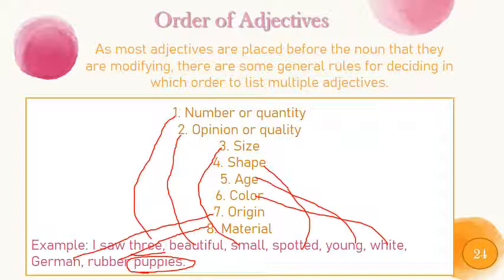Number, opinion, size, shape, age, color, origin, material. Repeat them at least 10 times and you're going to memorize the order of the adjectives.